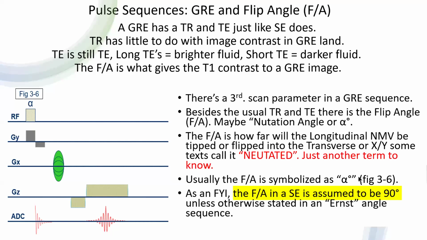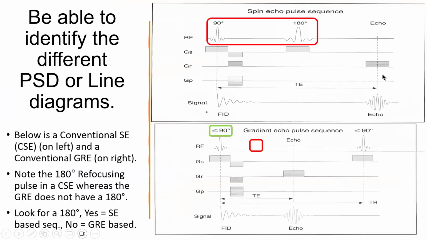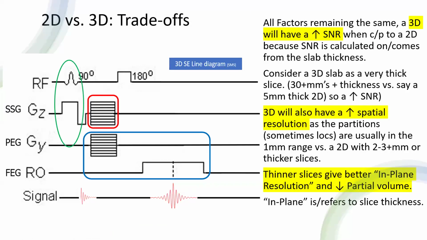So you might see a line diagram like this and go, what's that little funny A? And I don't see a 180, so that's got to be gradient echo. Remember, the flip angle is the nutation angle, another name for it. So you've got conventional spin echo, 90, 180. Don't let this little less than or equal to 90 throw you. Look for the 180.